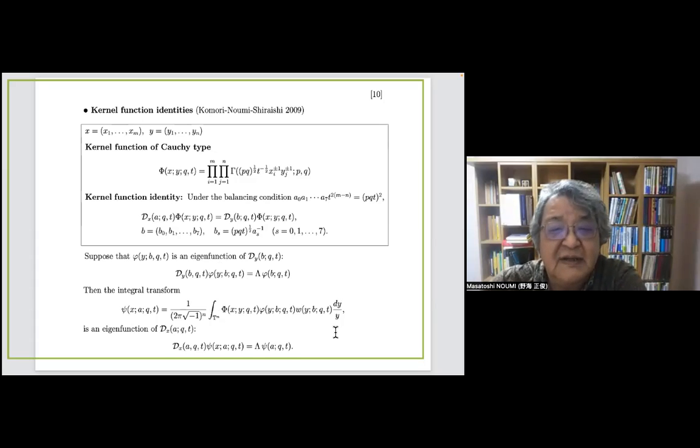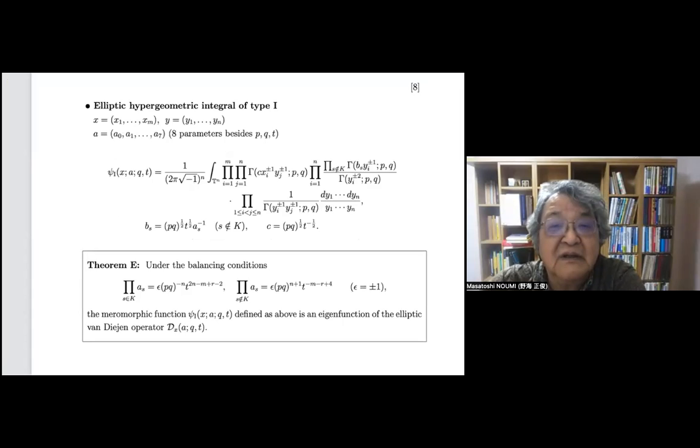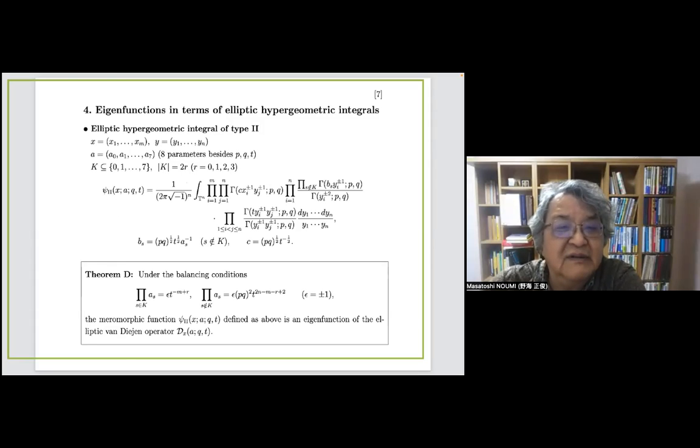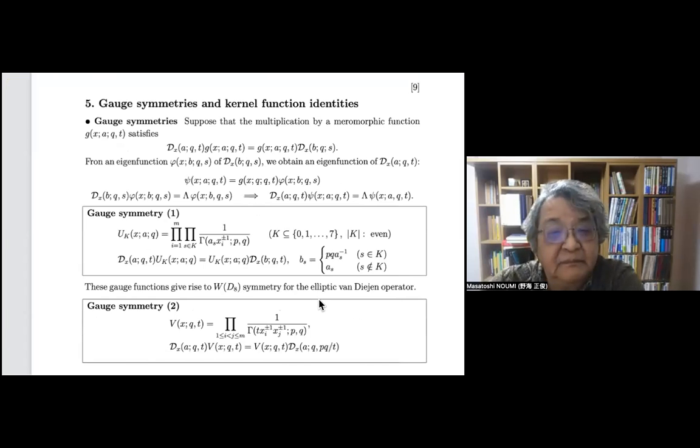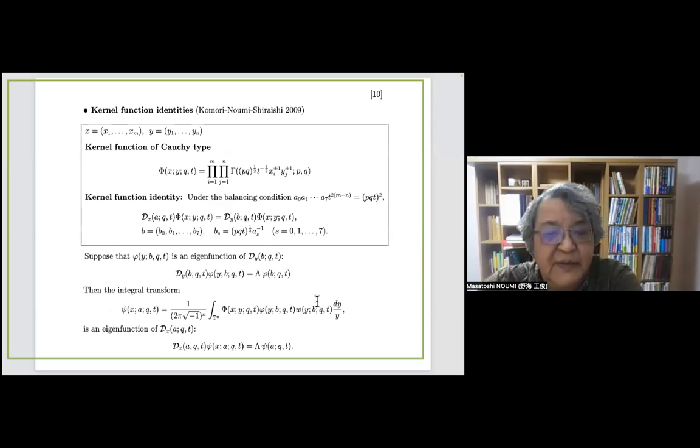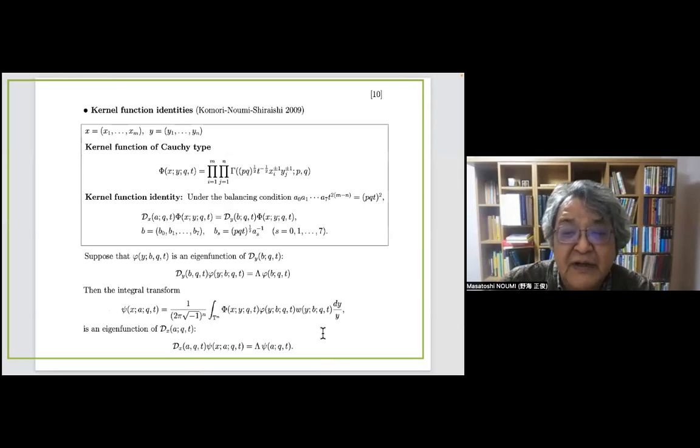Yes, the weight function is a function you already saw somewhere. Here you have n variables, but this is the weight function for the van Diejen operator, the weight function for which the van Diejen operator is self-adjoint. And here you have the kernel function.